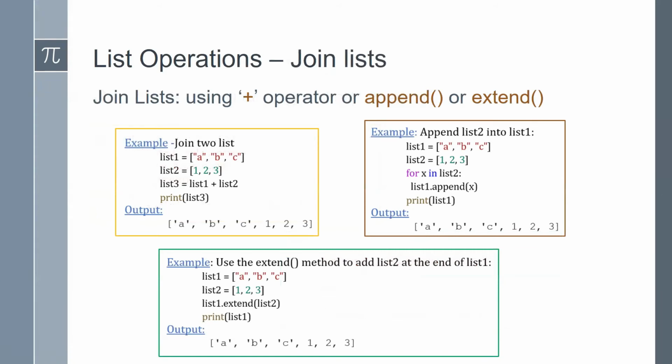So, join list. If you want to join two lists together, like I said, you could use an append function like we saw a few slides back, or you could use this plus operator. List 1 plus list 2 makes a copy. It joins the whole two lists together and gives you A, B, C, 1, 2, 3. You could do it both ways.